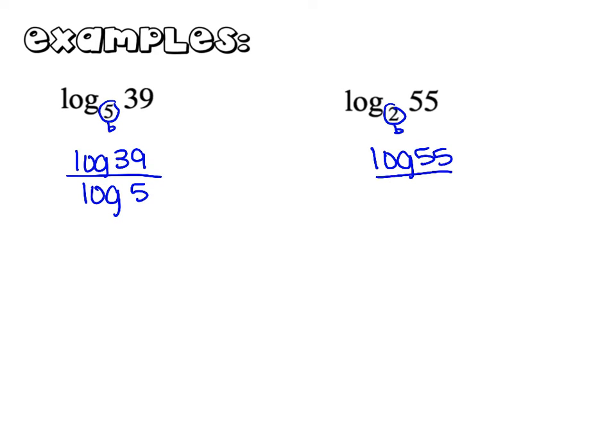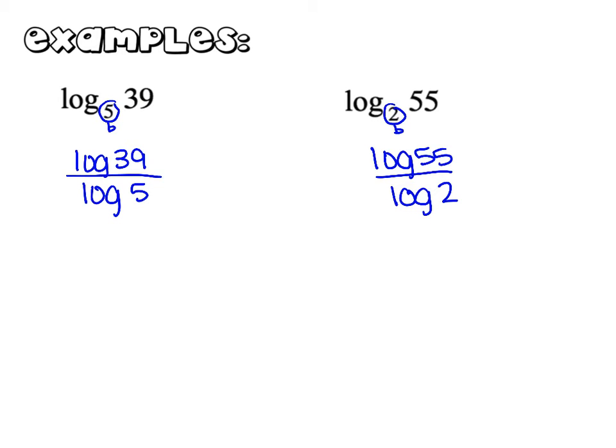A couple of the questions on the formative ask you just to rewrite these in terms of common logs. Right? That means this is my base, it goes on the bottom, so I would rewrite this as the log of 39 divided by the log of 5. And the second example there, my base goes on the bottom, I would rewrite as log of 55 divided by log of 2.